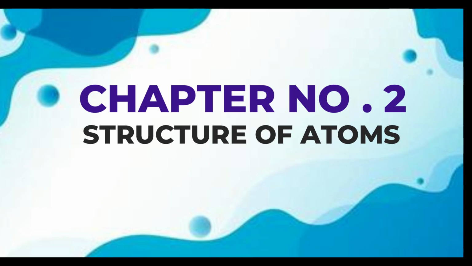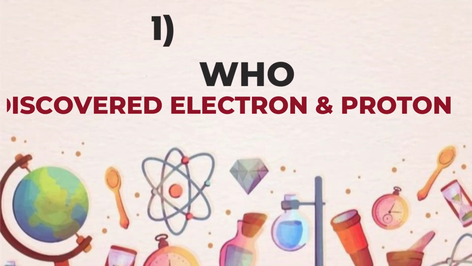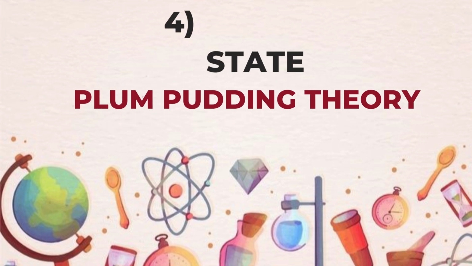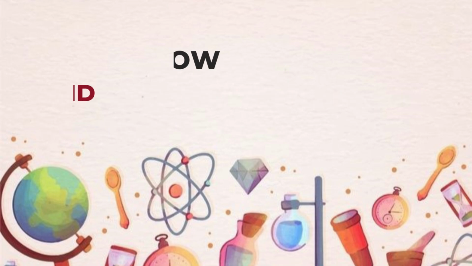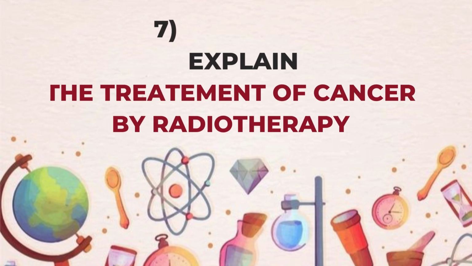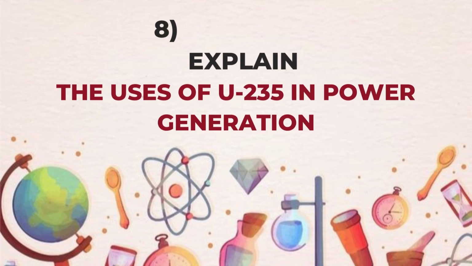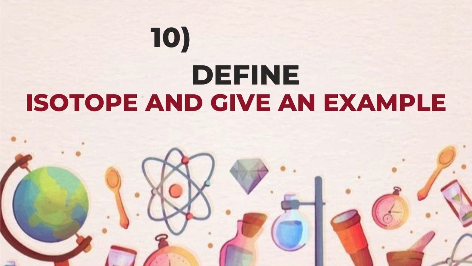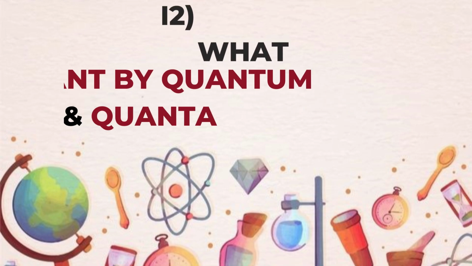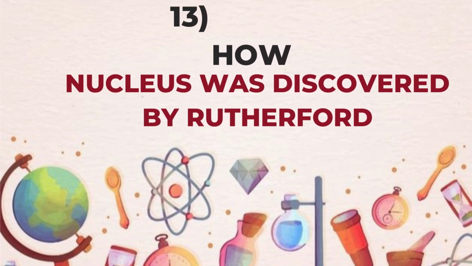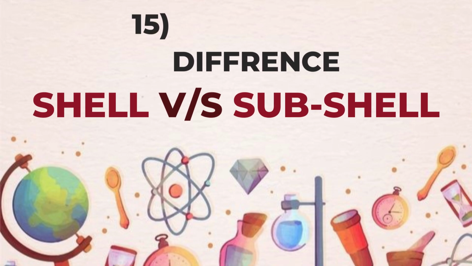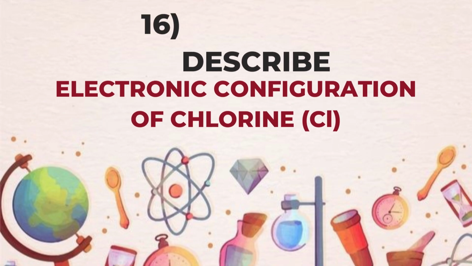Define atomic mass unit. चैप्टर नंबर 2 स्ट्रक्चर ऑफ एटम्स के हमारे पास जो शॉर्ट क्वेश्चन है, who discovered electron and proton, what is maximum capacity of a shell, what are the defects of Rutherford atomic model, state plum pudding theory, write 2 properties of neutron particles, how is goiter in thyroid gland detected, explain the treatment of cancer by radiotherapy.